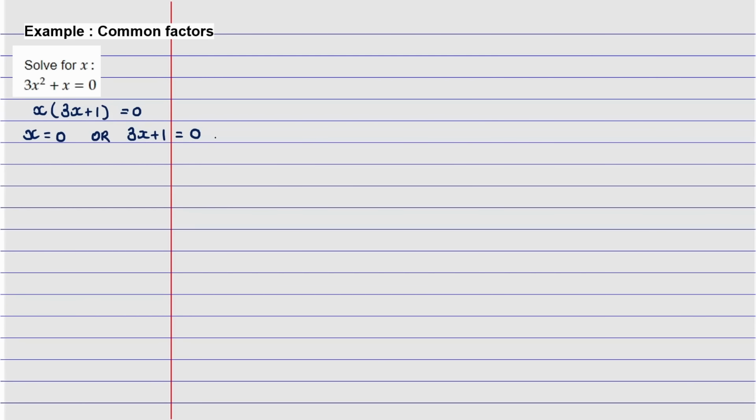And this one, we're going to take the 1 to the other side because we want x alone. So it's going to be 3x is equal to negative 1. Divide both sides by 3. So it's going to be the same as x is equal to negative 1 over 3. And that's how you would solve this question.